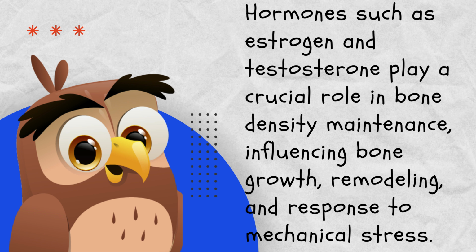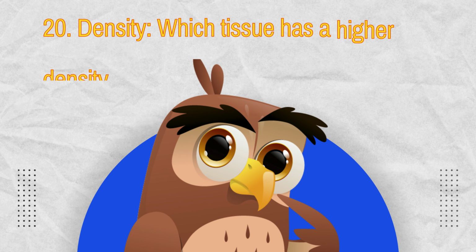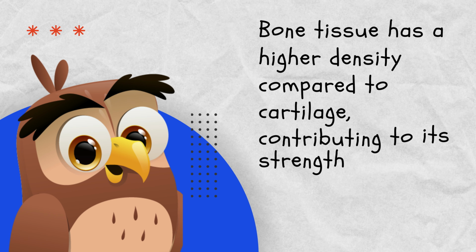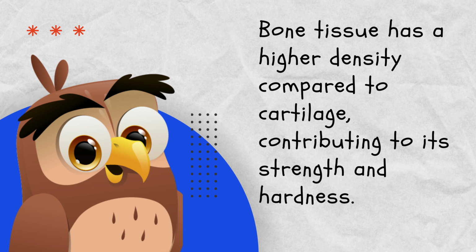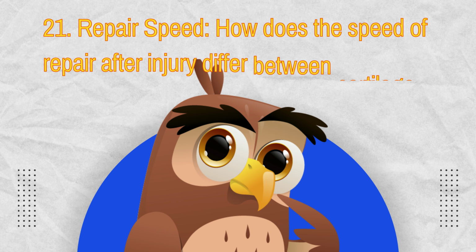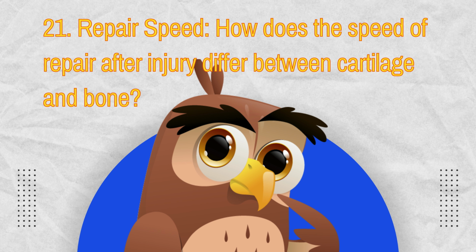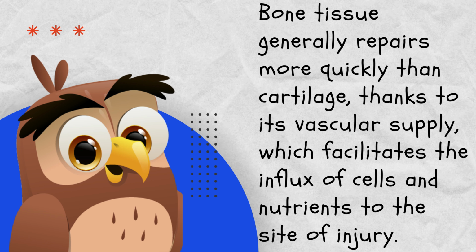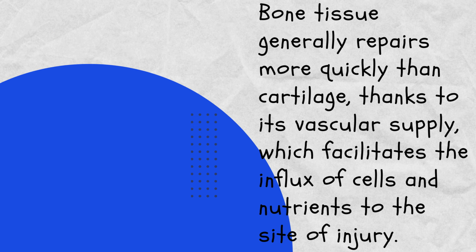to mechanical stress. 20. Density. Which tissue has a higher density, cartilage or bone? Bone tissue has a higher density compared to cartilage, contributing to its strength and hardness. 21. Repair speed. How does the speed of repair after injury differ between cartilage and bone? Bone tissue generally repairs more quickly than cartilage, thanks to its vascular supply, which facilitates the influx of cells and nutrients to the site of injury.